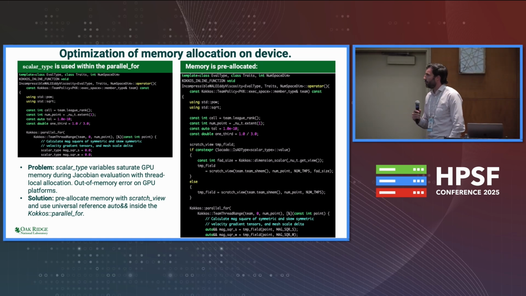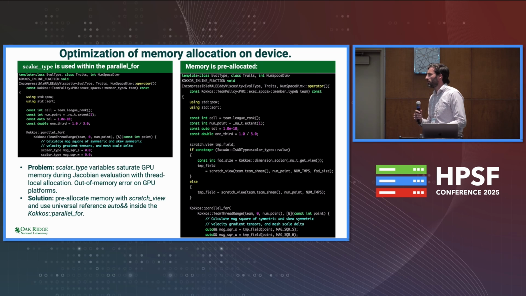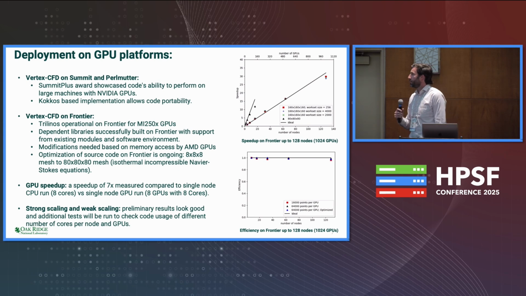So the way we fixed that issue is, one, to pre-allocate the memory using scratch view, before we enter the parallel for, and two, rely on universal reference auto so that we can use this pre-allocated memory variables. By doing that, we were able to demonstrate that the code can scale on Frontier.